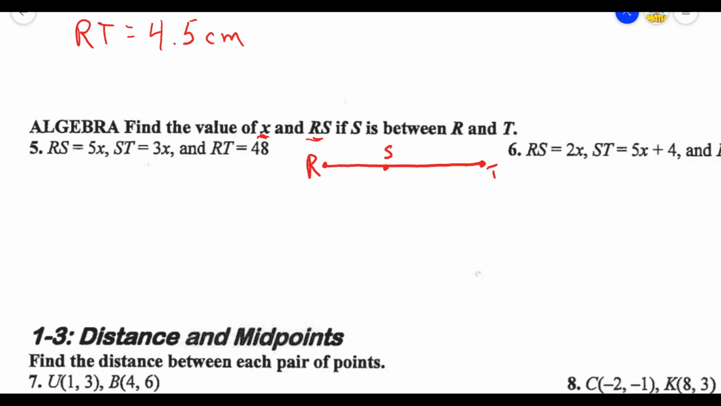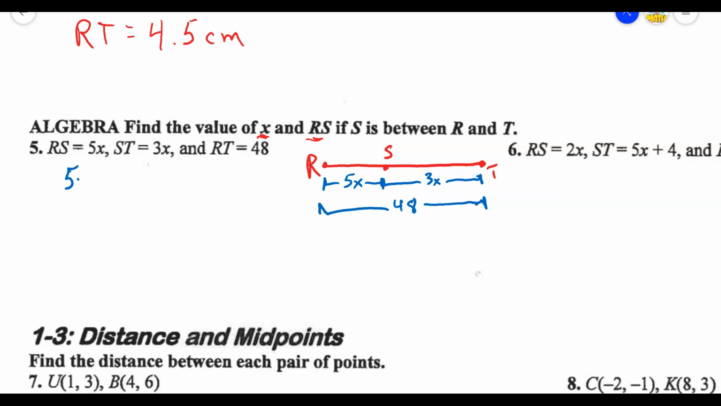So RS is 5x. I'll write that here. That's from here to here. ST is 3x. And then they tell me the whole thing, RT, is 48. So remember what we're trying to do here. We want to find x, and we also want to find RS. I know what RS is. It's 5x. So I'm going to have to plug in after I figure out what x is. So the first thing I need is an equation. What would be an appropriate equation here?